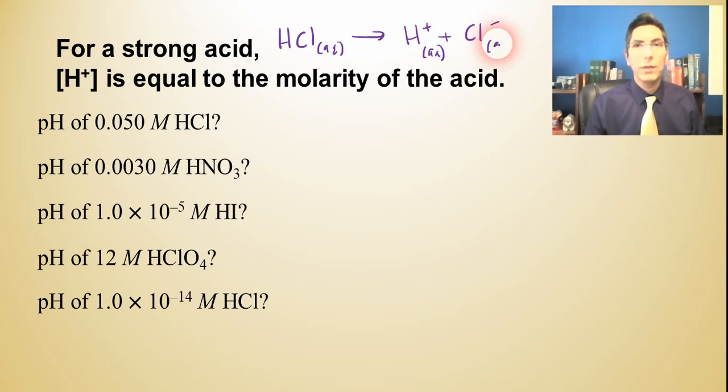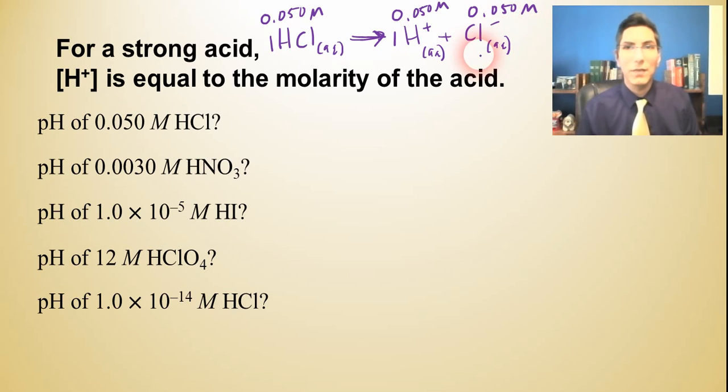And notice that I have drawn this as a single-headed arrow. It goes all the way. There is no equilibrium here. So if the concentration of the HCl is 0.05 molar, then guess what? The concentration of the H+ is also 0.05 molar, since this is a 1-to-1 ratio. Now, if we wanted to know the concentration of chloride, it would also be 0.05 molar, as we said in an earlier part of this lesson, right?